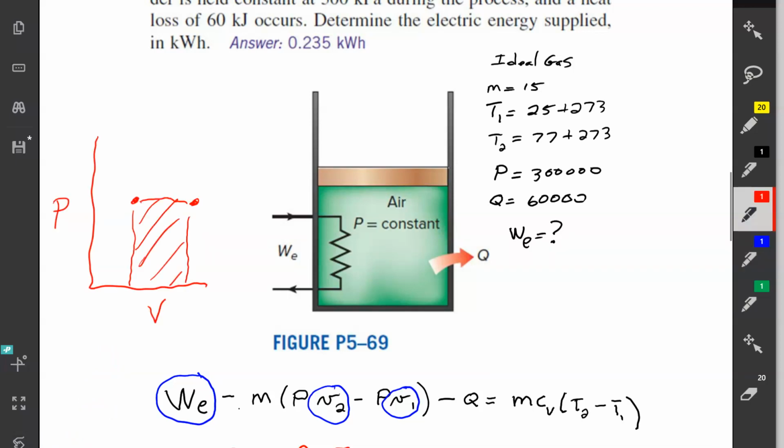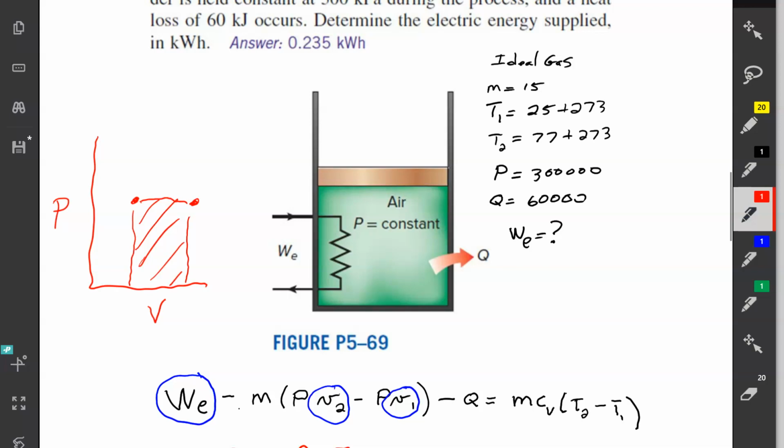Okay, so in red, I've drawn the pressure and volume. The work of expansion is always the area under the PV diagram, and because P is constant, it's just a rectangle. That's why I'm showing you that the expansion work is P times V2 minus P times V1. That's all I'm trying to show you.